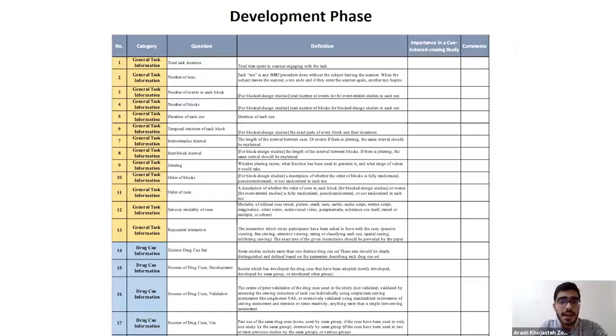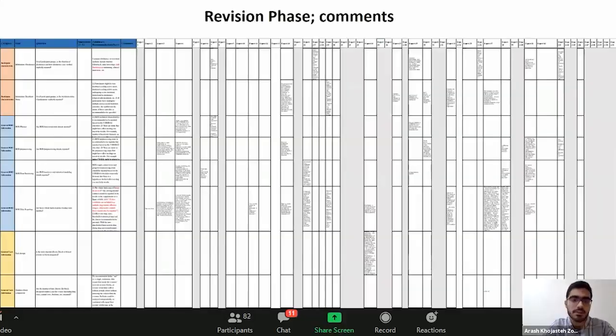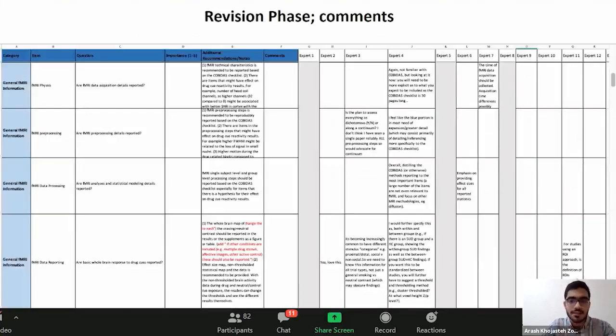In the current slide, you can see a part of the initial checklist, which was used in the development phase by the steering committee. This checklist initially consisted of 5 main categories with 42 items, which was altered after the other rounds. And here is a snapshot of comments in the revision phase for a part, where you may see 3 main categories and their associated items in the current slide.